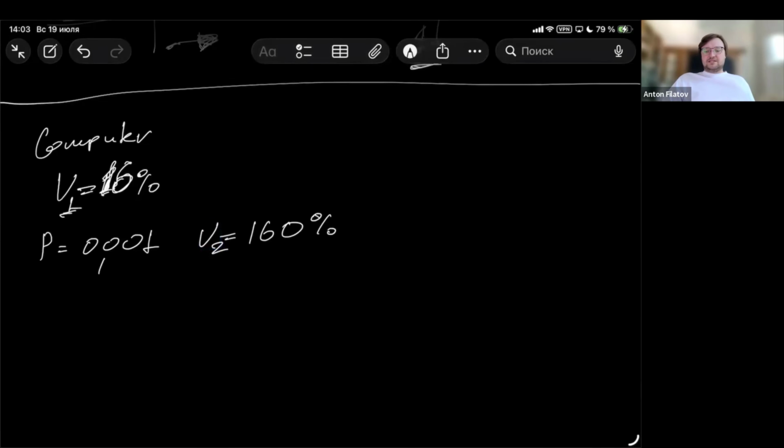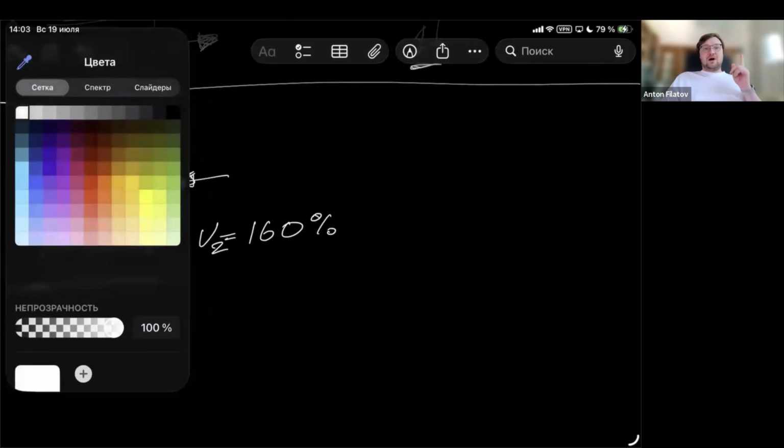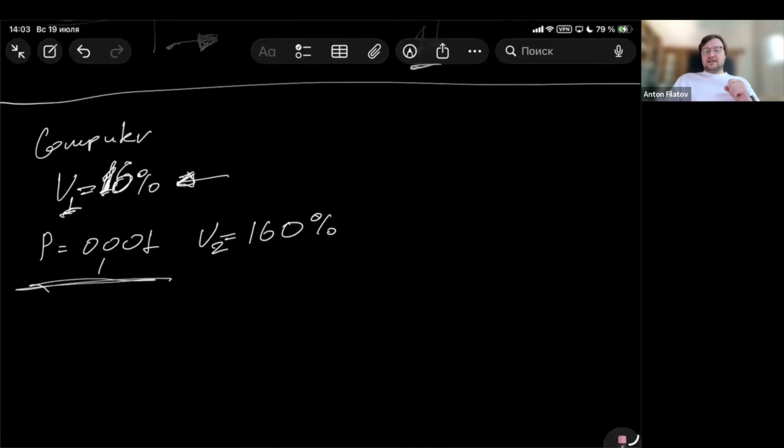Again, how does the computer operate? It calculates this probability first. If it's 99.9 out of 1,000, it gives you some number which is distributed log-normally with volatility 16. And if it's 1 out of 1,000, it gives you a number with volatility 160.